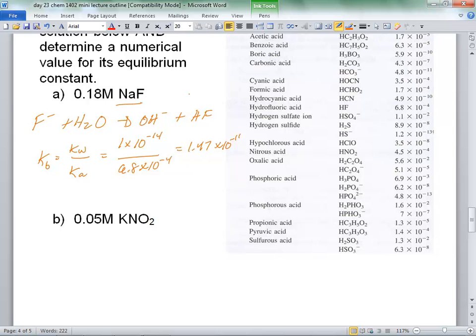I got 1.47 times 10 to the negative 11. Oh, first this is the one. Next one. Okay, you're ahead of me. You're ahead. Okay, you're doing good. Okay, make sure your answers agree with the folks around you.